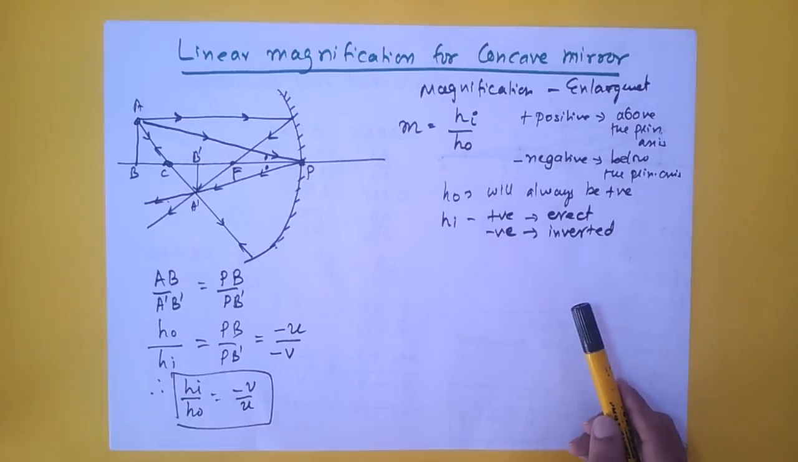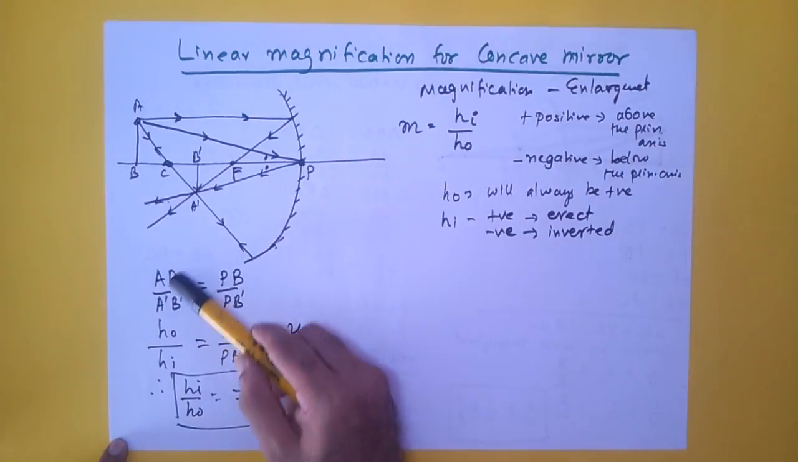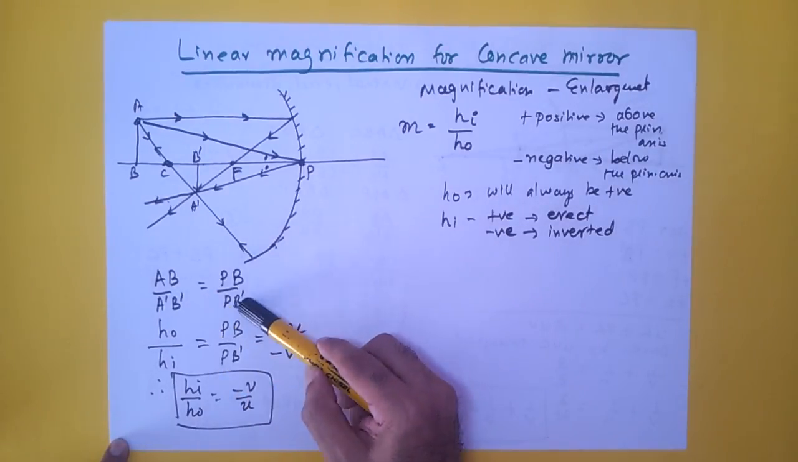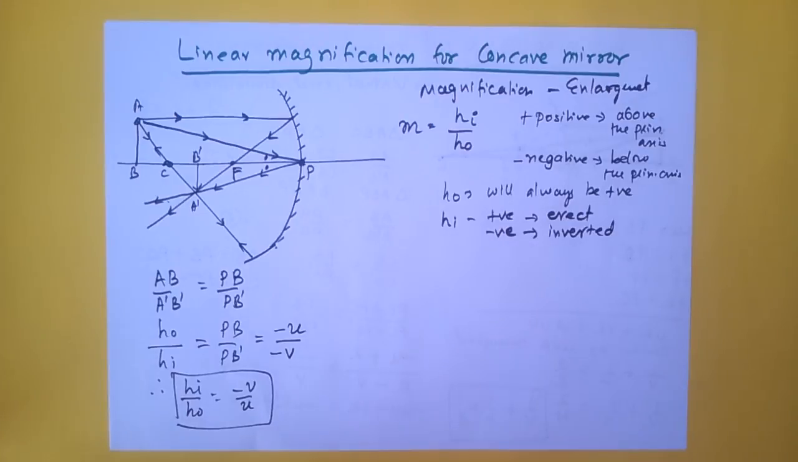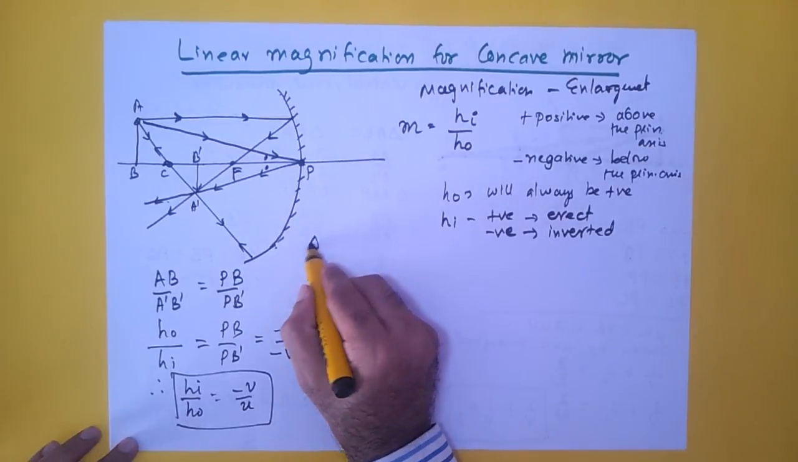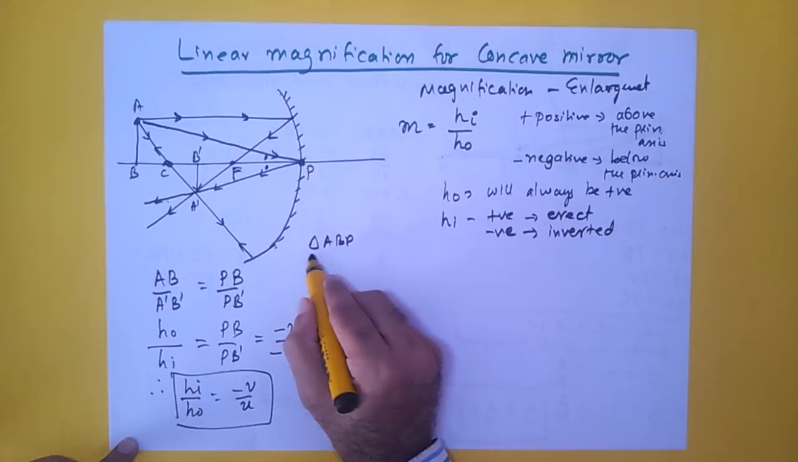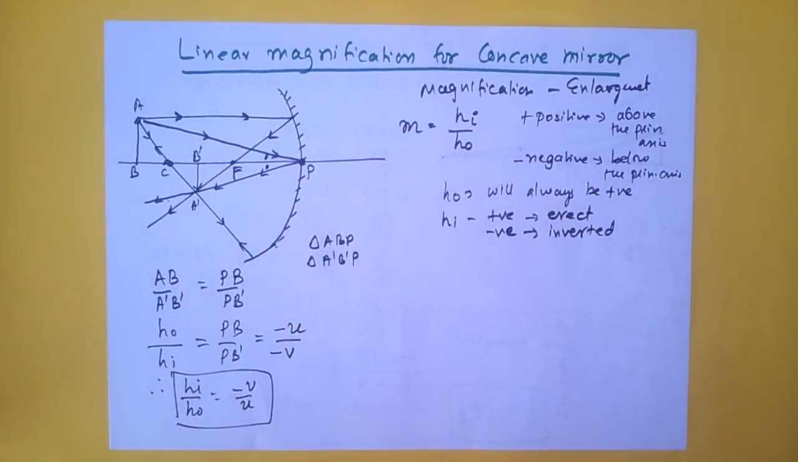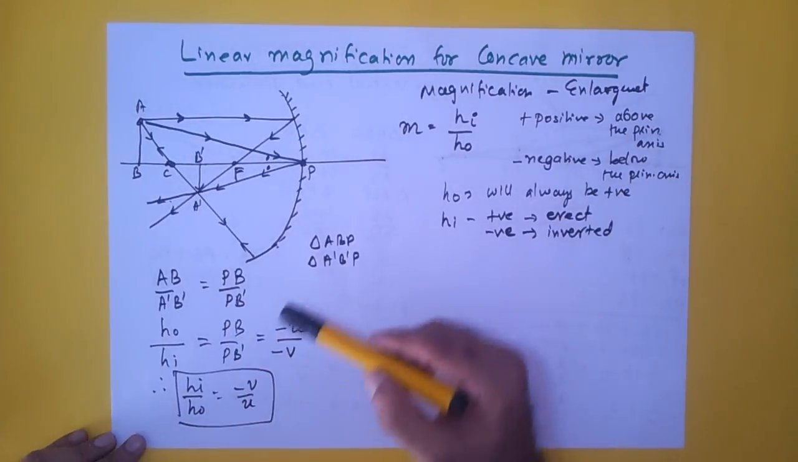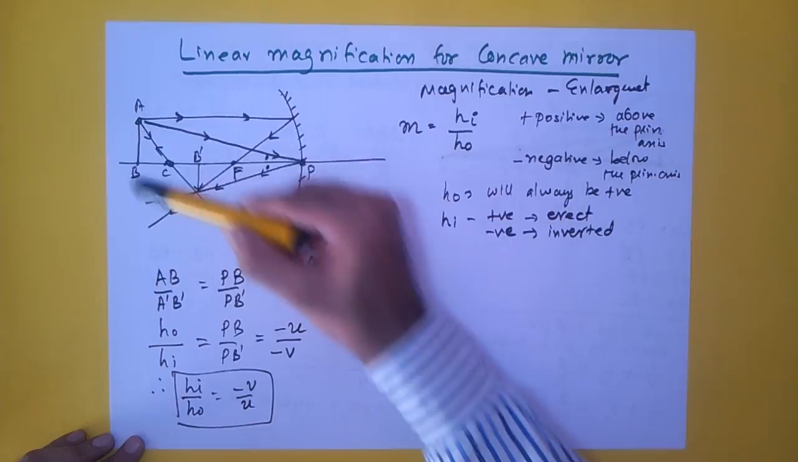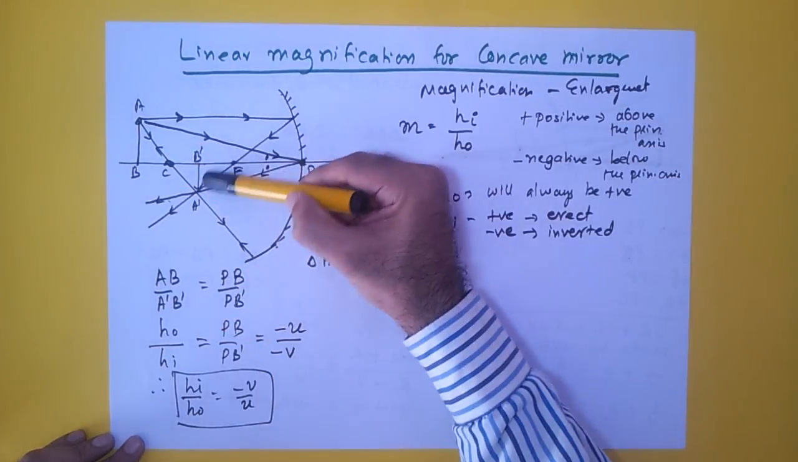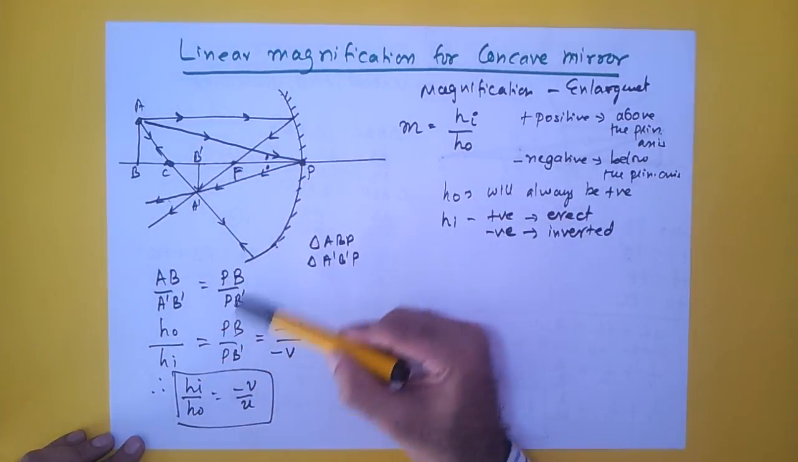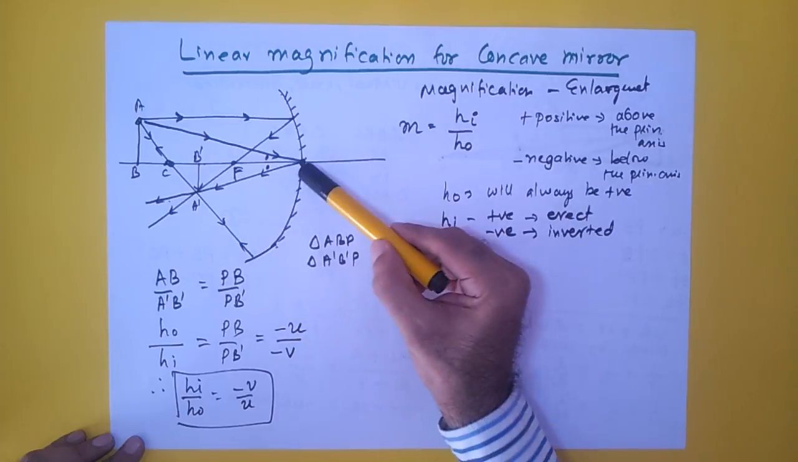Now when we were looking at mirror formula, we had this equation AB upon A dash B dash is equal to PB upon PB dash, because we looked at two triangles, triangle ABP and triangle A dash B dash P. We compared these two triangles, we found they were similar, and therefore we got this equation. We'll use this equation now. AB is the height of the object and A dash B dash is the height of the image. PB upon PB dash. Now what is PB?